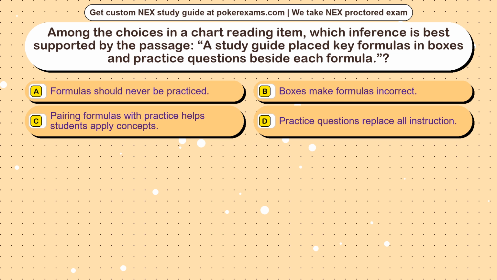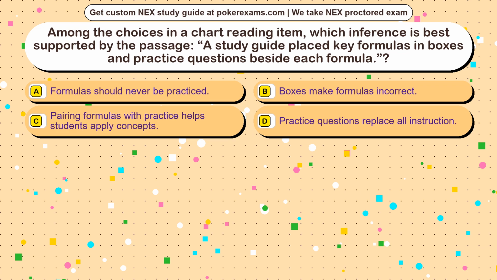Question 15. Among the choices in a chart reading item, which inference is best supported by the passage? A study guide placed key formulas in boxes and practice questions beside each formula. Option A. Formulas should never be practiced. Option B. Boxes make formulas incorrect. Option C. Pairing formulas with practice helps students apply concepts. Option D. Practice questions replace all instruction.